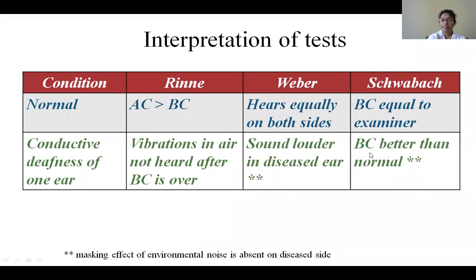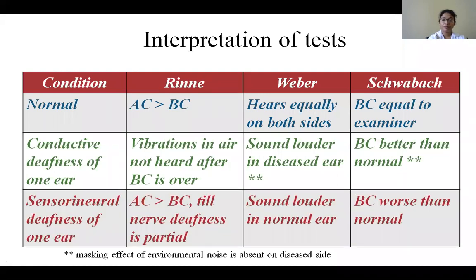Again, in Schwabach's test, BC would be more than that of the normal, that is the examiner. When you come to sensorineural deafness, AC will be more than BC, but the duration of hearing would be less than that of the examiner. And it can persist till there is complete nerve deafness. In Weber's, the sound will get lateralized to the normal ear, whereas in Schwabach's, the bone conduction would be worse or less than that of the examiner. So you have to keep these three things in mind.